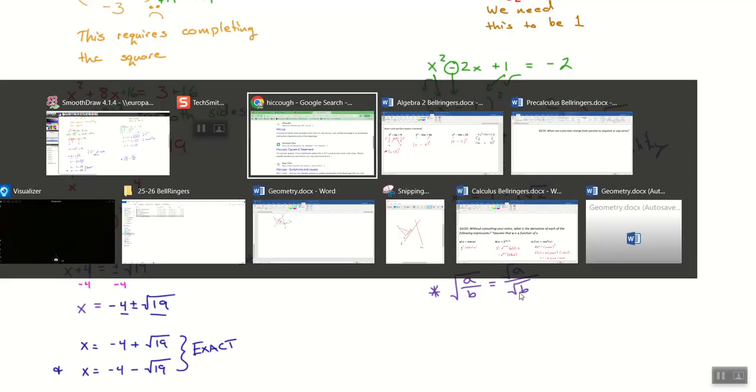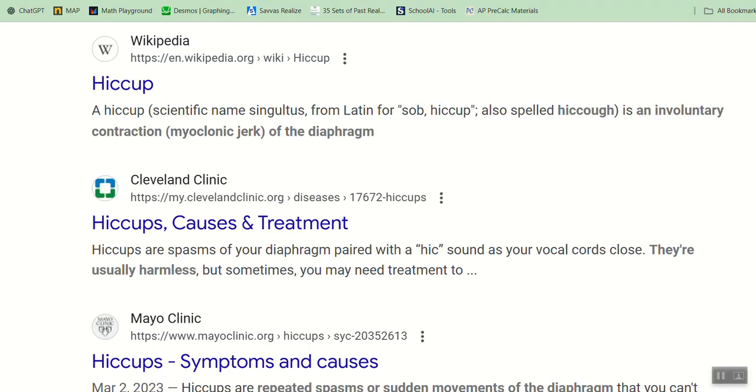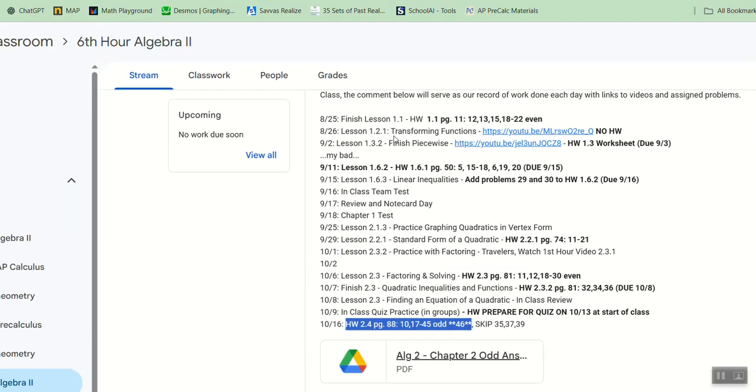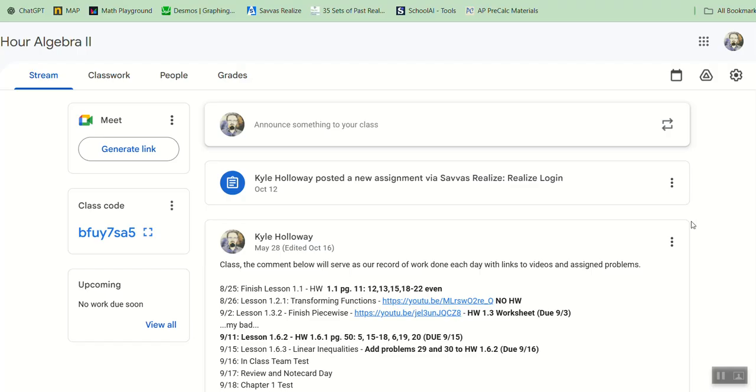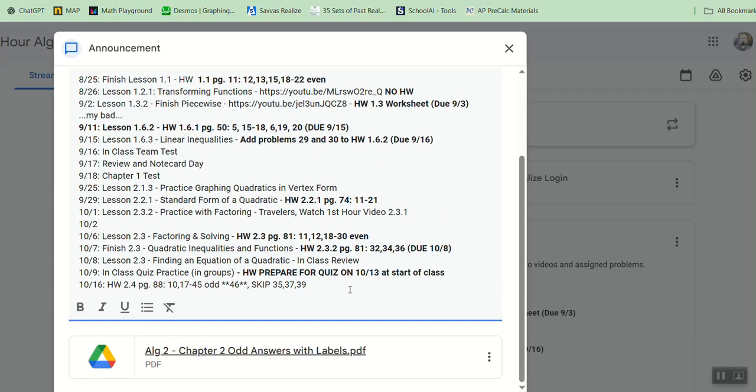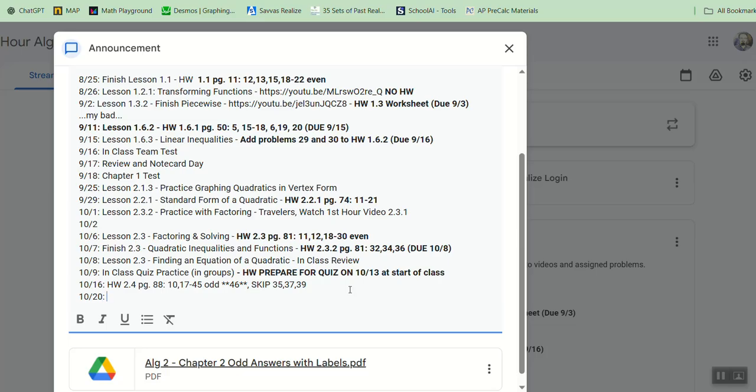Okay, so for right now, we'll go back over here and we'll go to our class, 6-hour Algebra 2. Sweet. Today is the 20th. You will get homework 2.5.1. You will find this waiting for you lovingly on page 96. And you get problems 18 through 23.